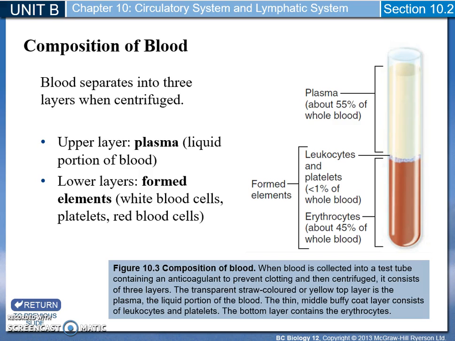So when you spin blood down like this, the upper layer will be comprised of plasma, which is about 55% of whole blood. And then you get a layer in between of these formed elements, usually leukocytes and platelets. We will look a little bit further. Leukocytes just simply refers to white blood cells. And then the lower, approximately 45%, are the red blood cells.